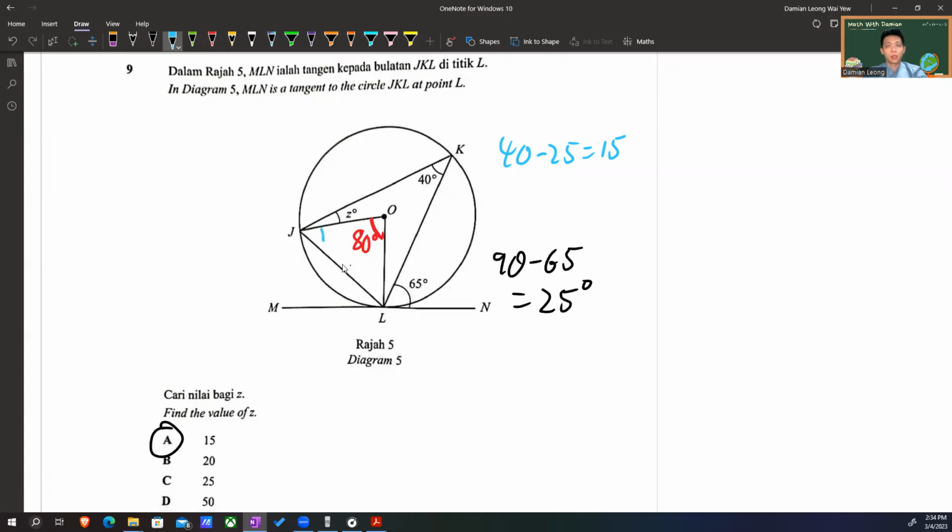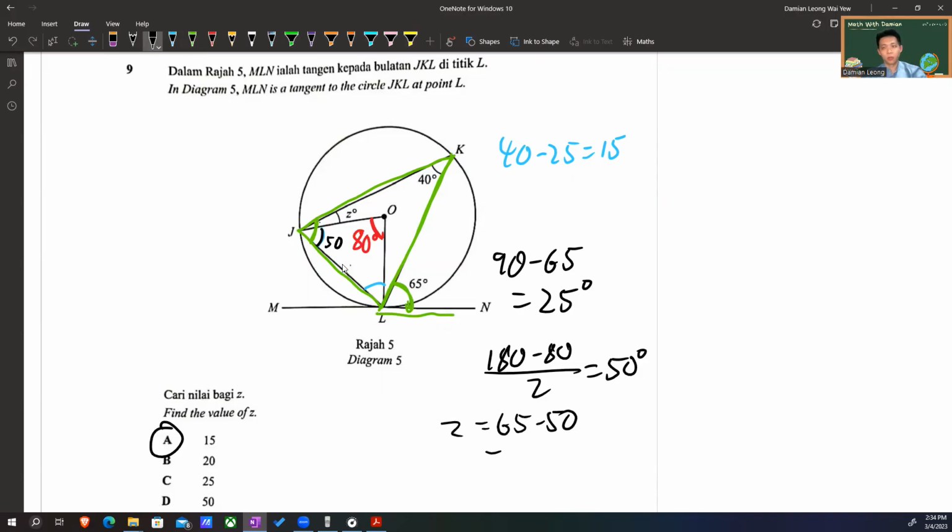Then I can find these two angles. It should be the same because isosceles triangle. 180 minus 80 divided by 2, which is 50 degrees. So here I know it's 50. And then angle in the alternate segment. So this triangle, the angle formed by the chord and the tangent, same as the angle opposite of the chord, which is here, 50 plus Z. So it means Z is 65 minus 50, which is also 15. That's the other way of doing it.